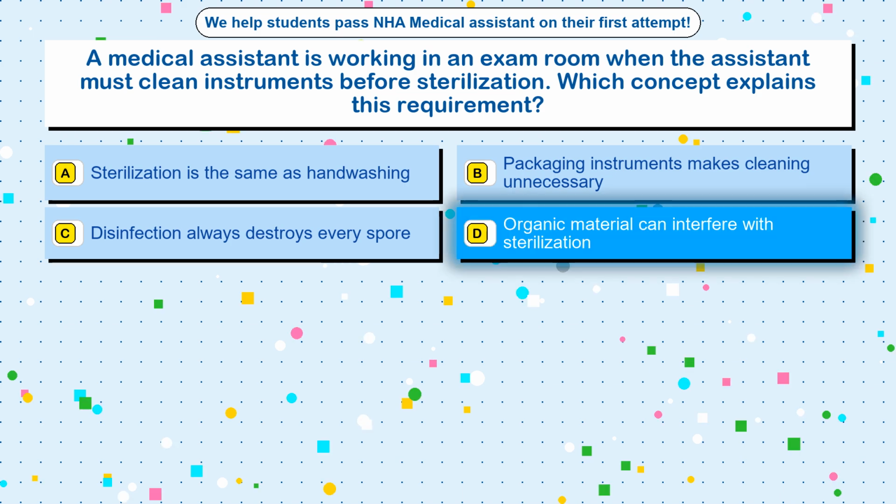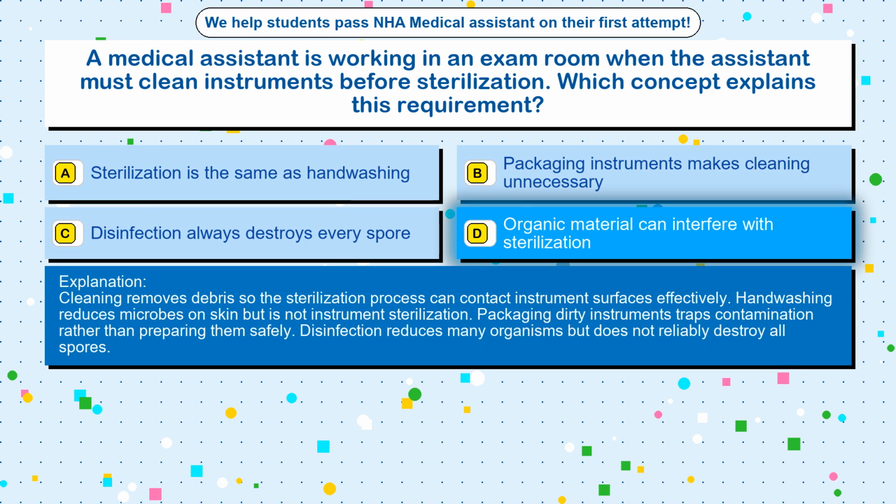The correct answer is option D. Organic material can interfere with sterilization. Cleaning removes debris so the sterilization process can contact instrument surfaces effectively. Hand washing reduces microbes on skin but is not instrument sterilization. Packaging dirty instruments traps contamination rather than preparing them safely. Disinfection reduces many organisms but does not reliably destroy all spores.